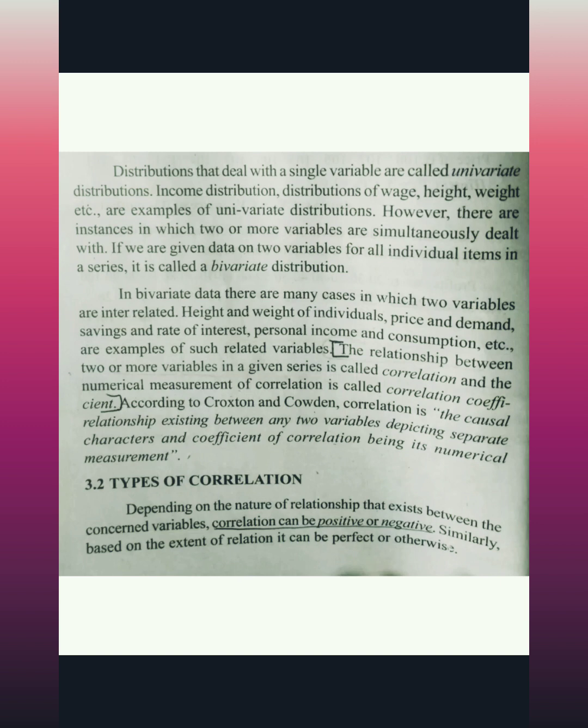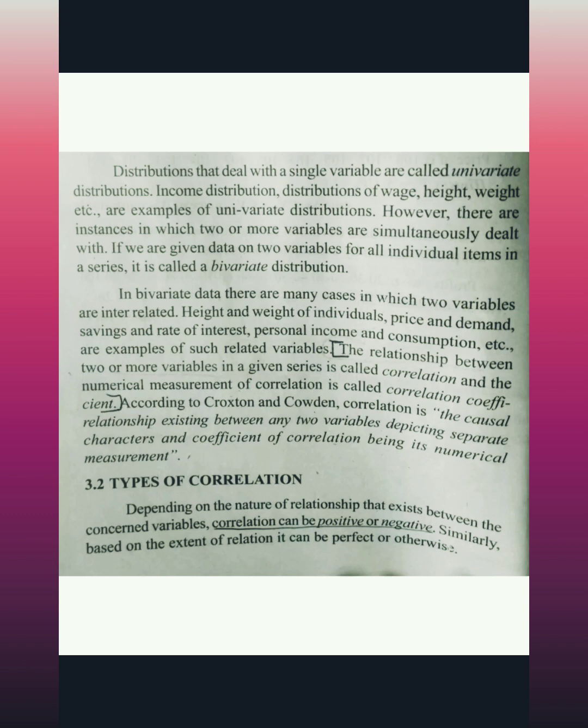We can see that there are two types of distribution: univariate distribution and bivariate distribution. Univariate distribution means a distribution that deals with only a single variate or a single variable. Uni means one, so when only a single variable is there, it is called a univariate distribution. On the other hand, when two or more variables are considered simultaneously, it is called a bivariate distribution.